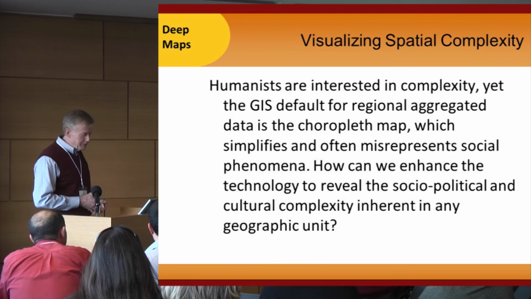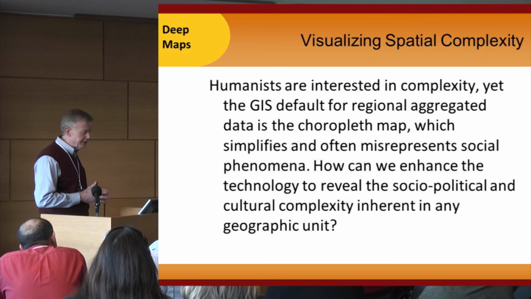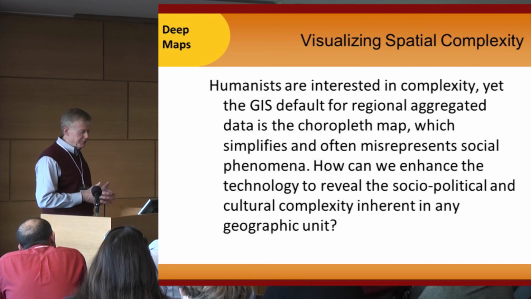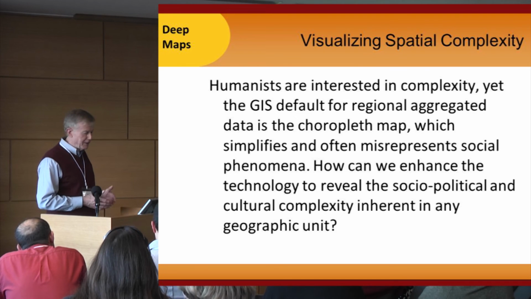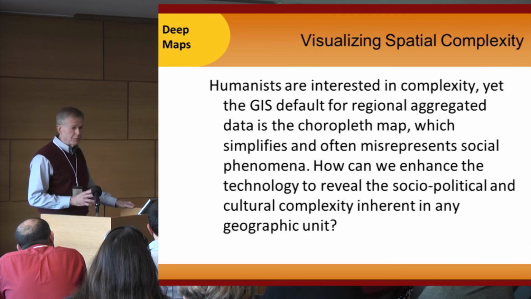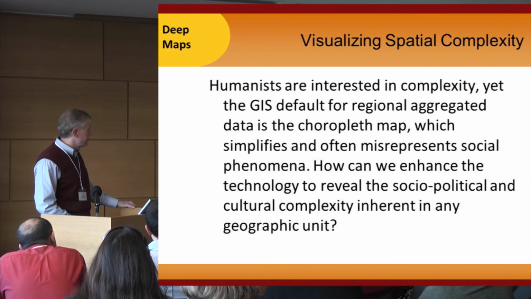So the real question we became interested in is this: since we know that humanists are interested in complexity and that the GIS default is the choropleth map, which simplifies and misrepresents these social phenomena, how can we enhance the technology to reveal the socio-political and cultural complexities inherent in any geographic unit?